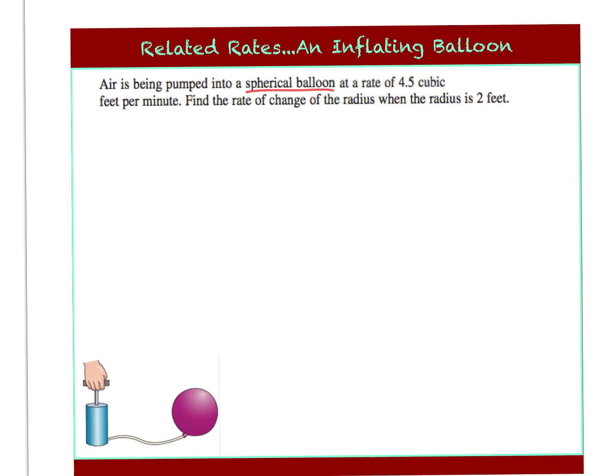So what they told me is that dV/dt is what? 4.5. I'm going to use 9/2 because fractions are easier to work with. And then it asks, find the rate of change of the radius. So what's being asked to solve for? dr/dt. That's what's being solved for. That's my question mark. And then it says when the radius is 2. So r is equal to 2.